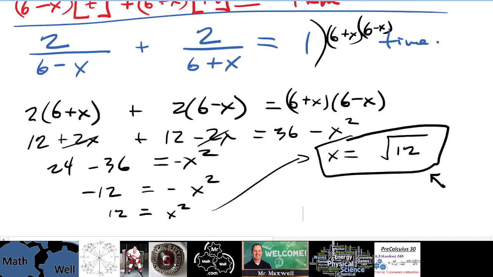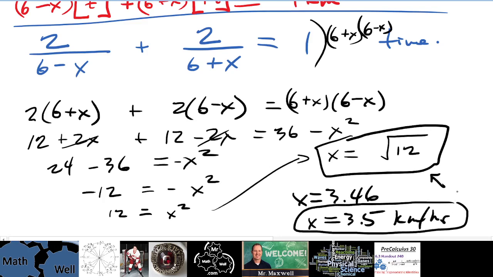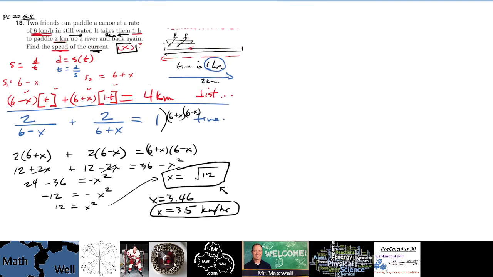But okay, so that x is about 3.46 or 3.5 kilometers per hour. So that's the speed of the current. So what can we learn from this, other than that it's a bit of a tricky question? Well, if the question asks you to find the speed of the current, try your very best to make that the unknown variable. Okay? And then try and fit that variable into an equation given all the information.